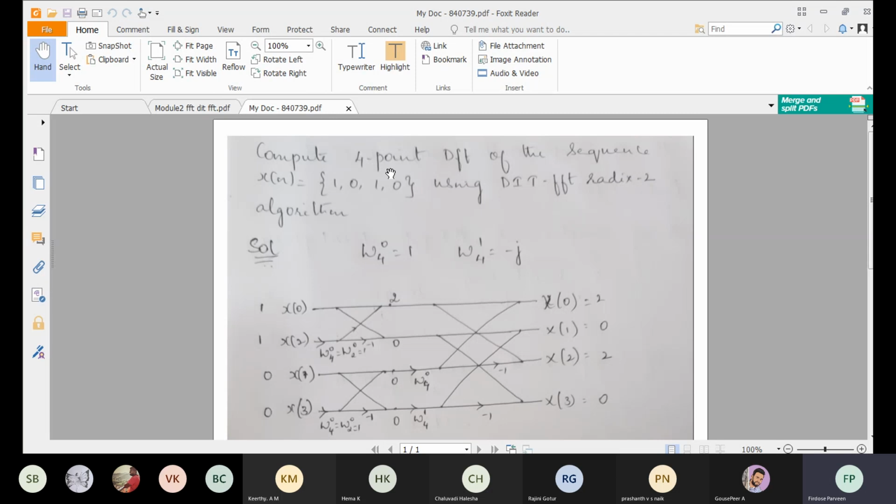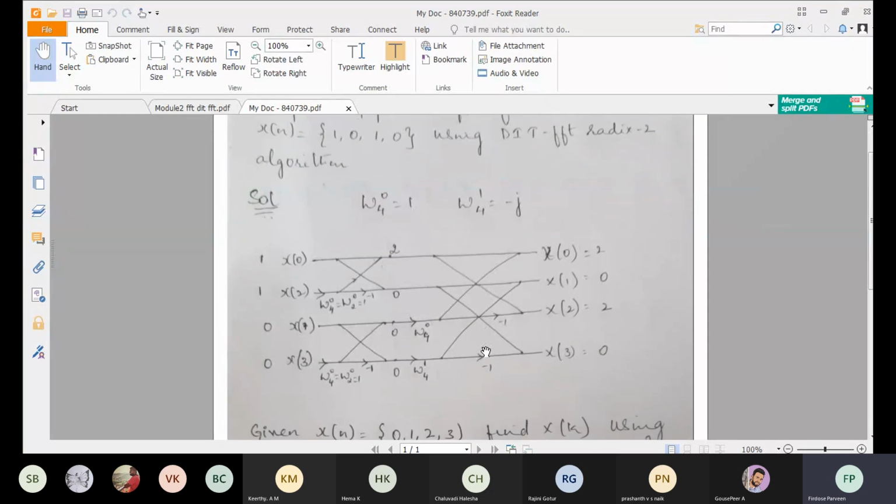Since it is 4 point, you'll have 2 point, then you'll have 4 point. Here it is x of 0, x of 1, x of 2, x of 3. Accordingly we'll get x of 0, x of 2, x of 1, x of 3. If you reverse the bits and see, you will get like this. What is your x of 0? It is 1, so I'll put 1 here. x of 2 is 1, I'll put 1 here. x of 1 is 0 and x of 3 is 0, I'll put 0 and 0 here.